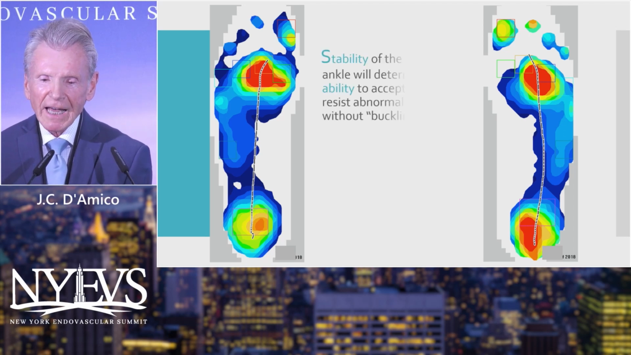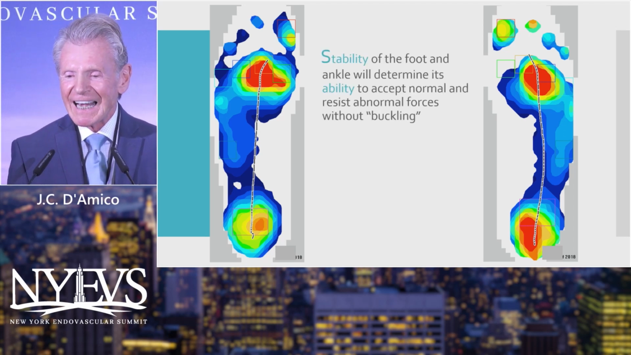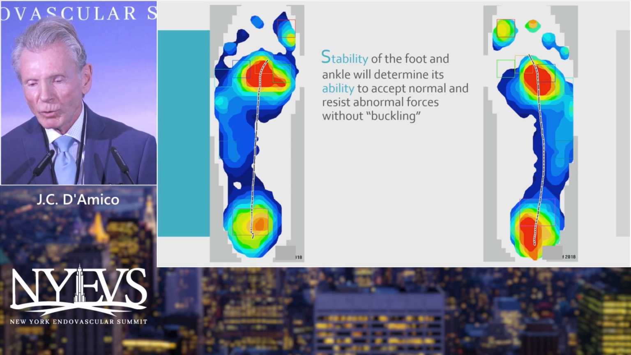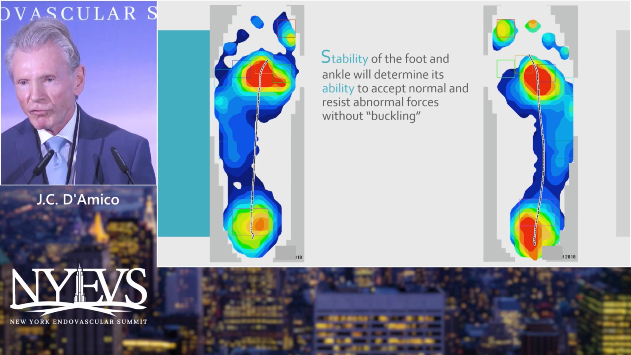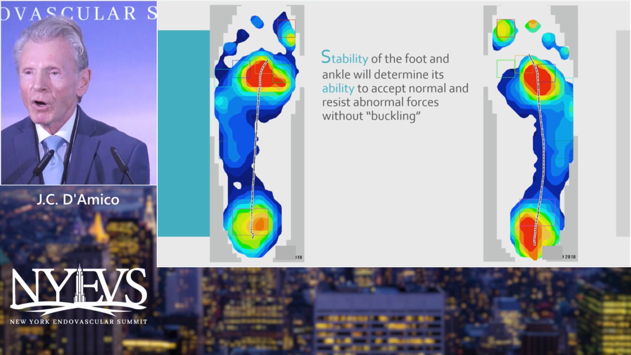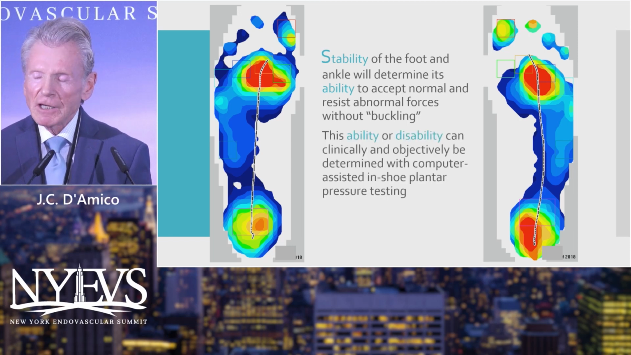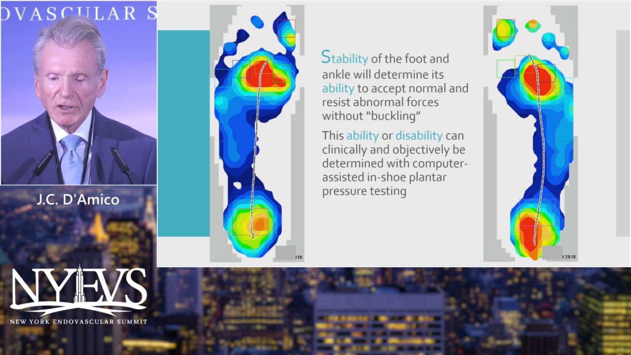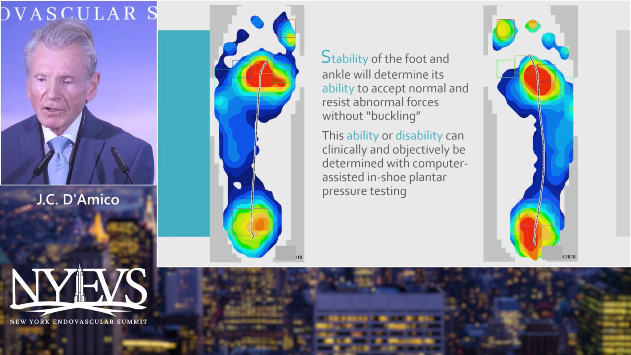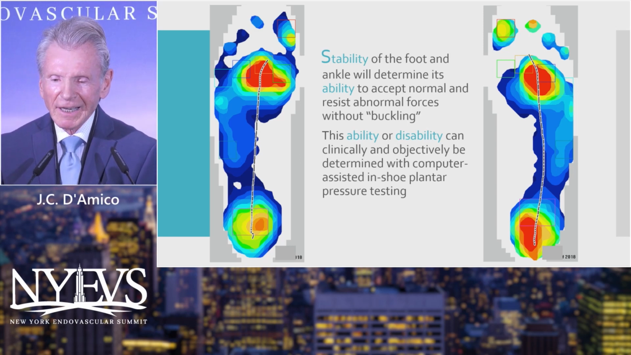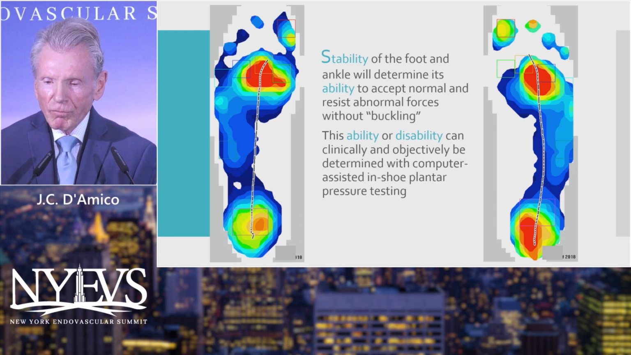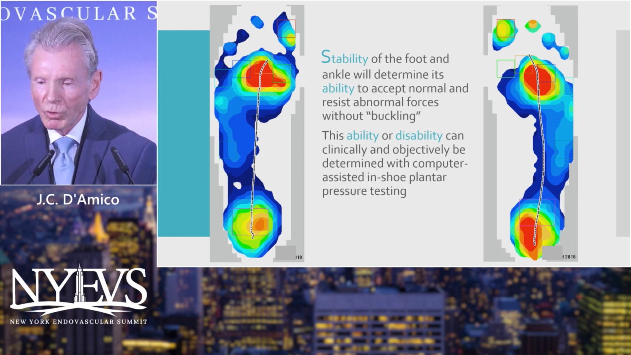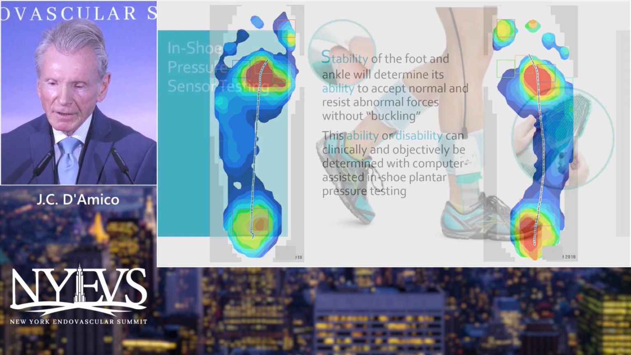The stability of the foot and ankle determines its ability to accept normal and abnormal forces without it buckling or compensating. And the ability or disability can be clinically, easily, and objectively determined with computer-assisted in-shoe pressure testing. So this one I'll show you in a minute. This is the same right and left of one individual, and there's 2 different functioning feet, yet they're both pronated.